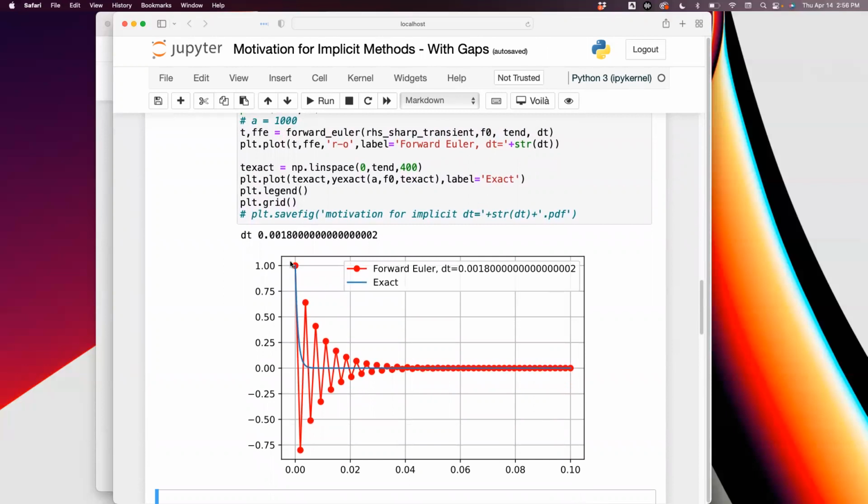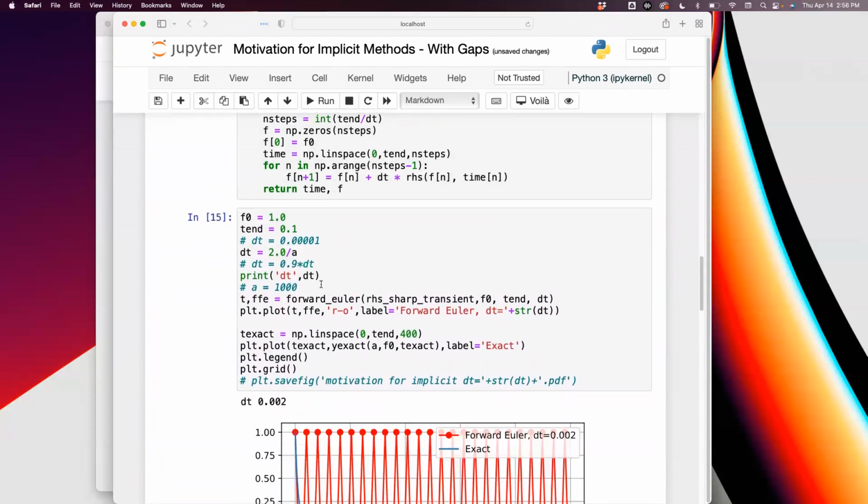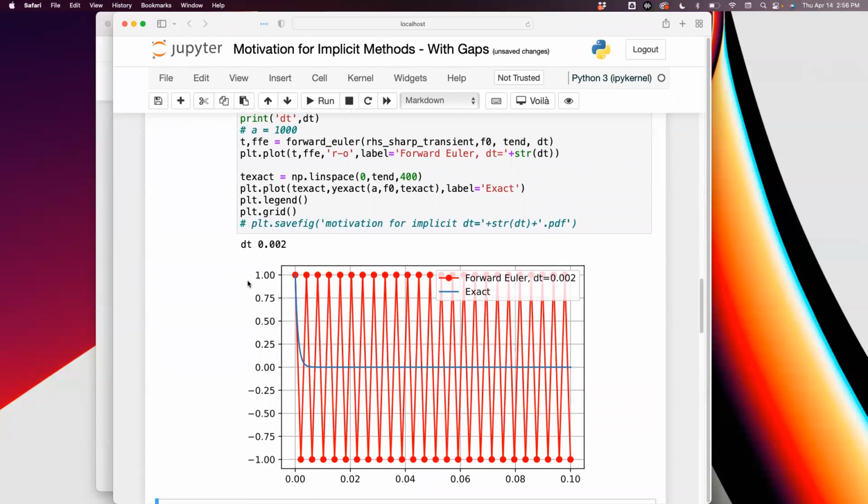So this solution is unphysical, but it is stable because it doesn't blow up. It doesn't go to infinity. We call it oscillatory, but the question we answered in the slide is only for stability, for the solution not to blow up. Still the solution is unphysical, so we need to cut that time step even more to get a physical solution. And that's a really annoying problem to deal with.